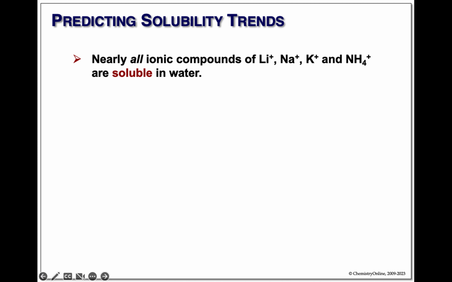First of all, look to see if we're in group 1 or if it's ammonium cation. If it's either of these guys, it will be soluble, regardless what it's paired with. Group 1, soluble.